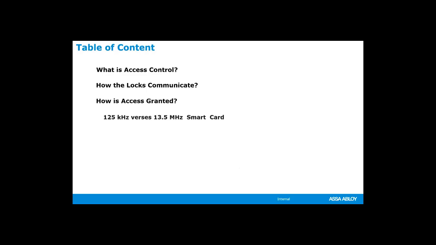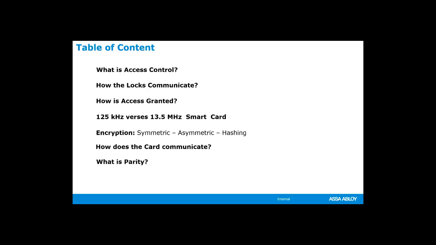So what are we going to be talking about today? We're going to be talking about what is access control? How do locks communicate? How is access granted? 125 kilohertz versus 13.56 megahertz. Encryption. How do cards communicate? And what is parity?